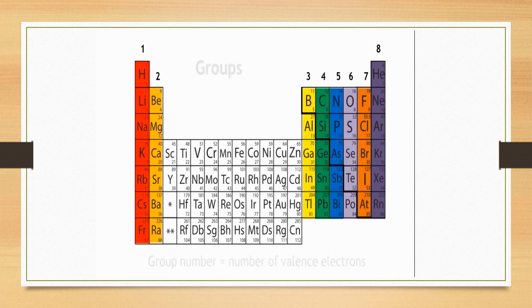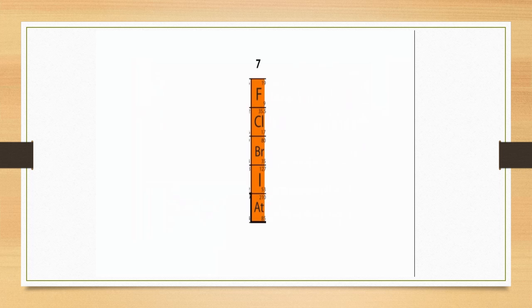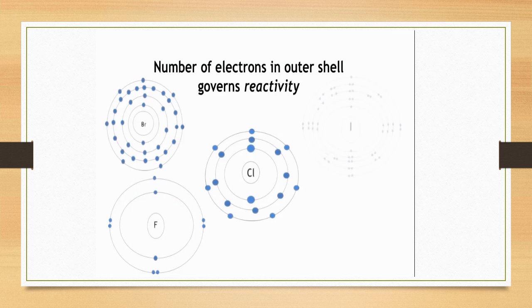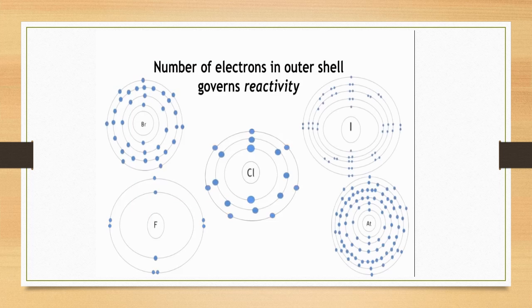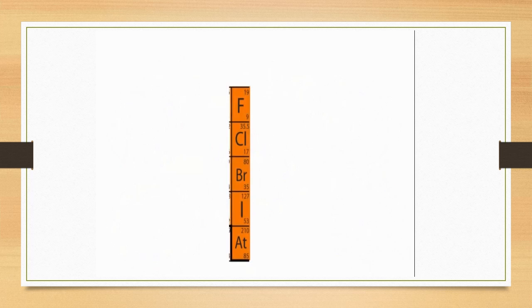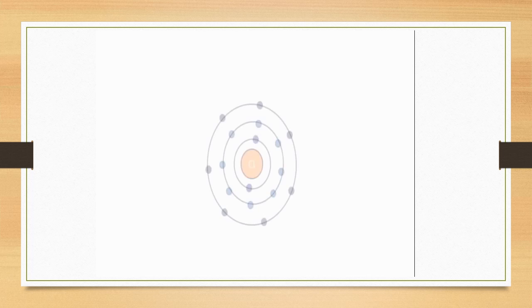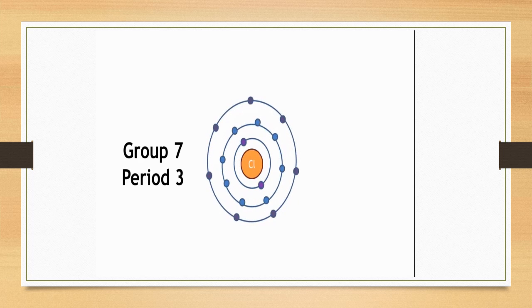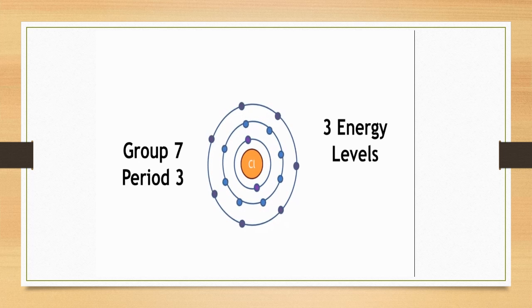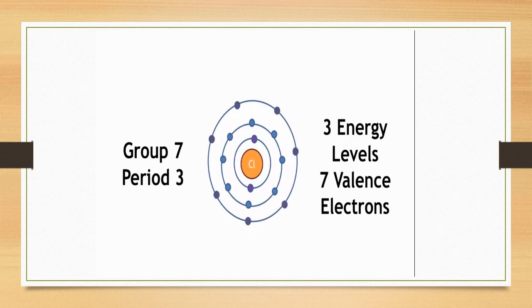For example, let's look at group 7: fluorine, chlorine, bromine, iodine and astatine. They all have 7 electrons in their outermost shell and all exhibit similar chemical characteristics. The properties show a gradual change going down the group as we go from period to period. So if we look at group 7 again, we can see that they are each in a different period in the periodic table, telling us that each element in this group has its outer electrons on a different shell. So chlorine is in group 7, period 3. Therefore, it has 3 energy levels with 7 electrons in its outermost shell.